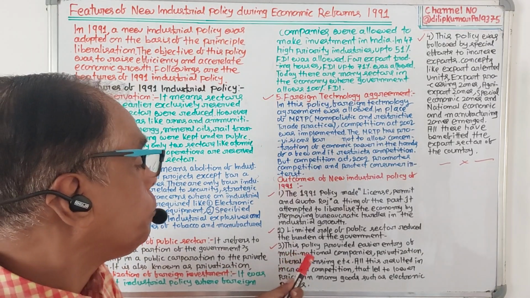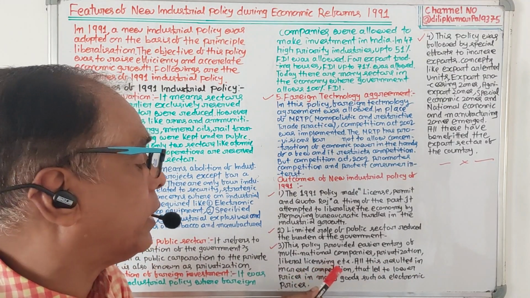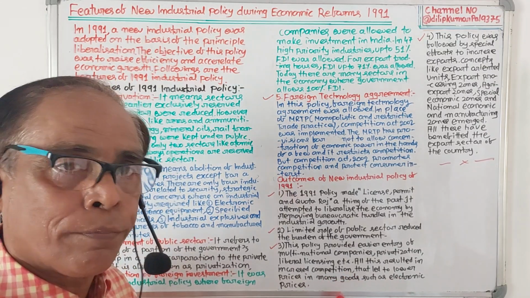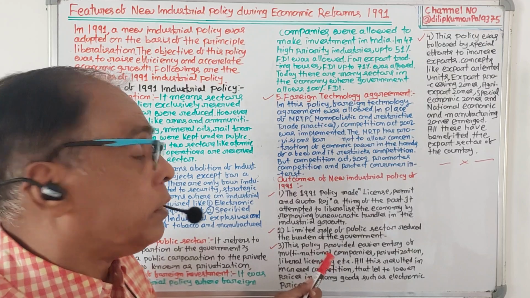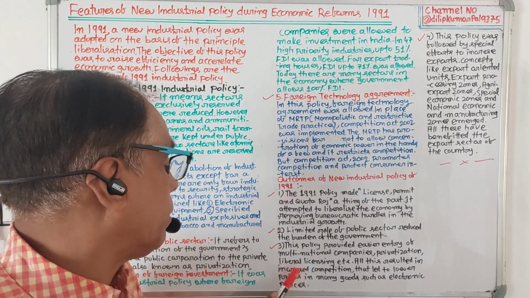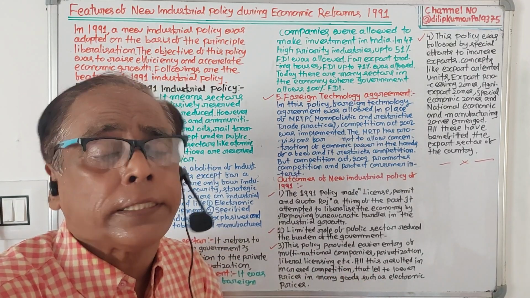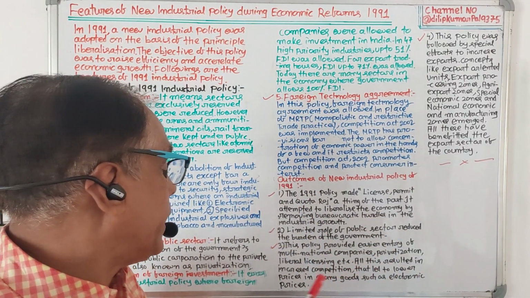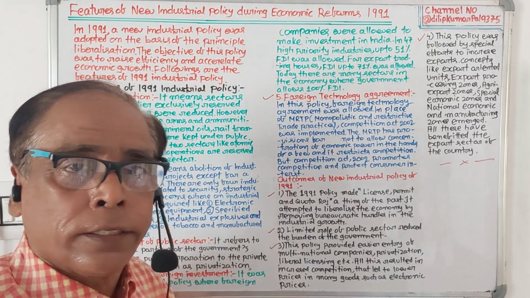Number three, this policy provided easier entry of multinational companies, privatization, liberal licensing, etc. All this resulted in increased competition that led to lower prices in many goods such as electronic goods. By this policy, there was easy entry of multinational companies and privatization in the country. So there was competition among industries in the country.